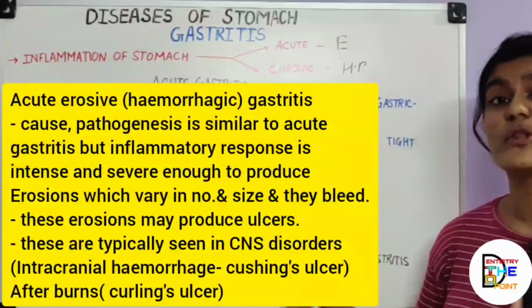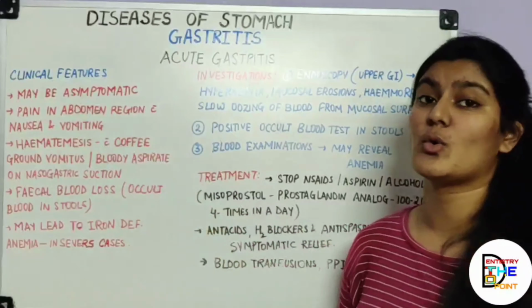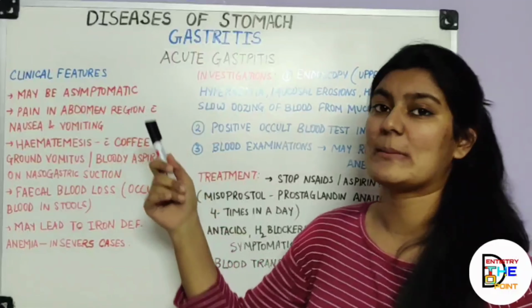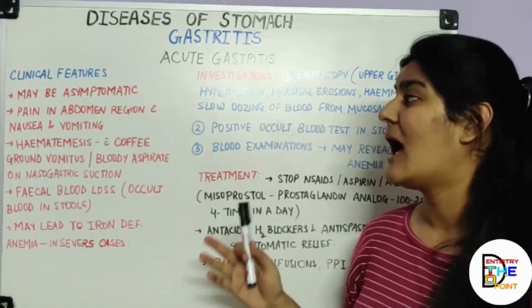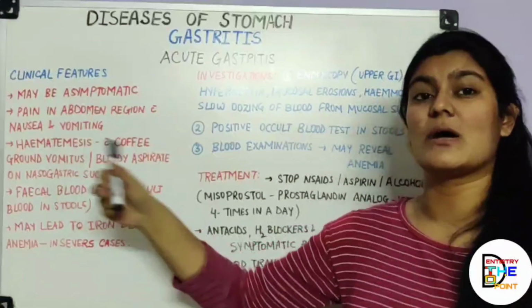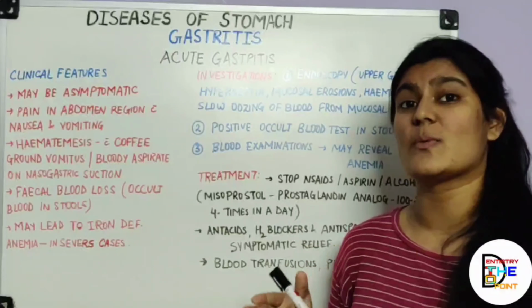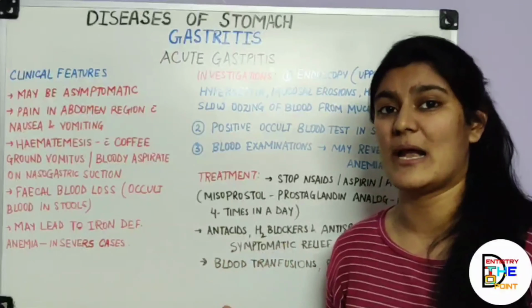Moving on to the clinical features, if it is a very mild form, then sometimes the patient may be asymptomatic. Otherwise the patient may present with pain in the abdominal region with nausea and vomiting. Nausea is nothing but the sensation of vomiting. Hematemesis means vomiting which contains blood, vomiting which has your gastric contents as well as blood, that is, blood-streaked vomitus. Okay, so here it is going to be hematemesis.